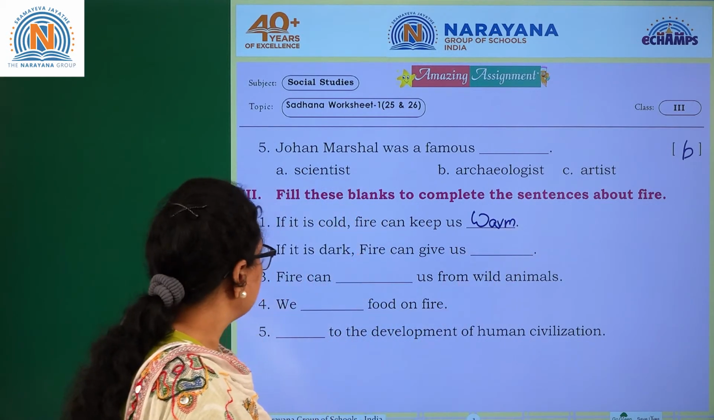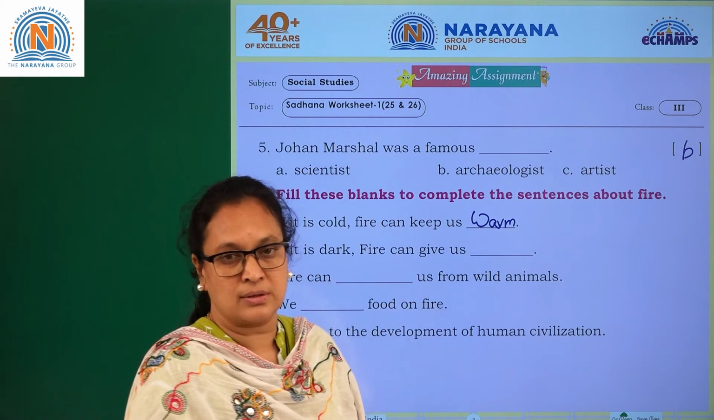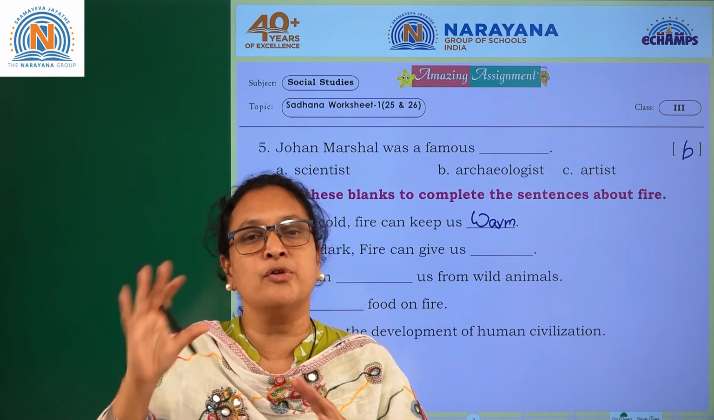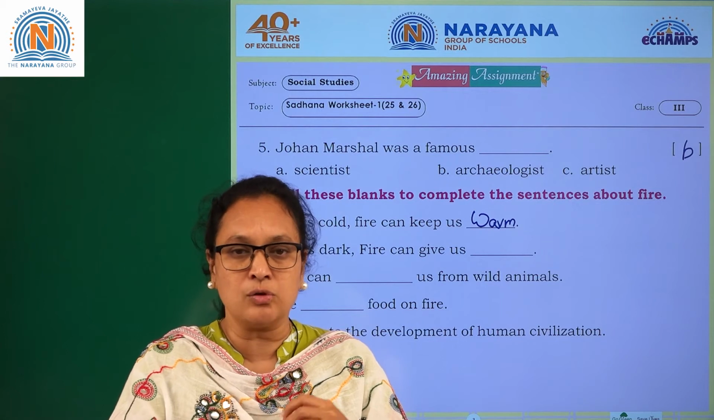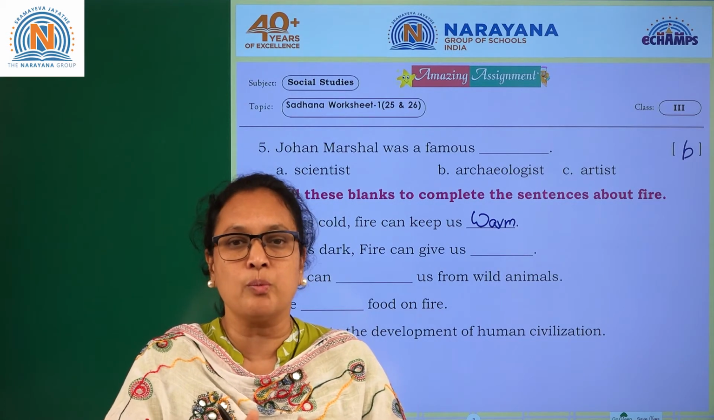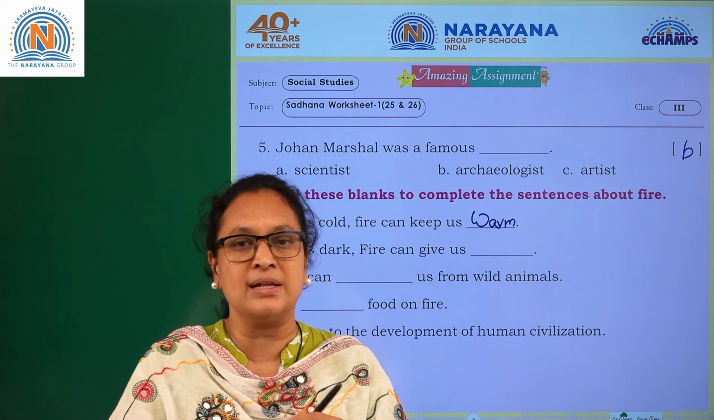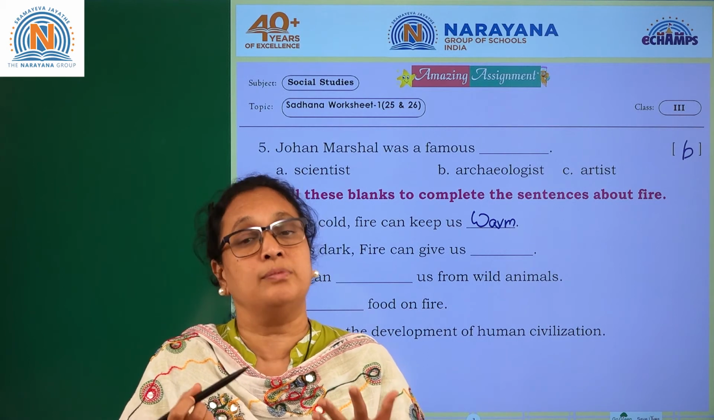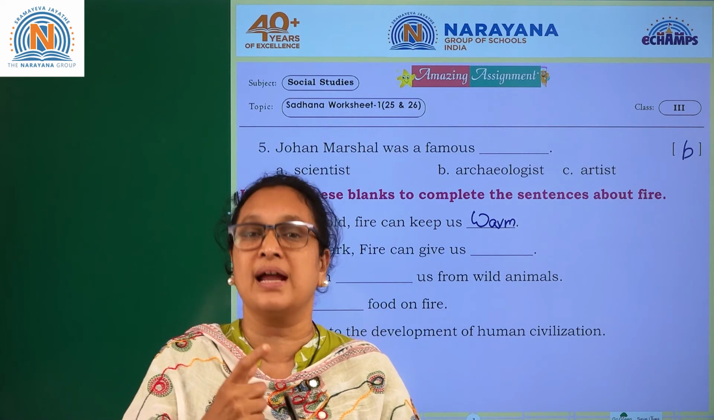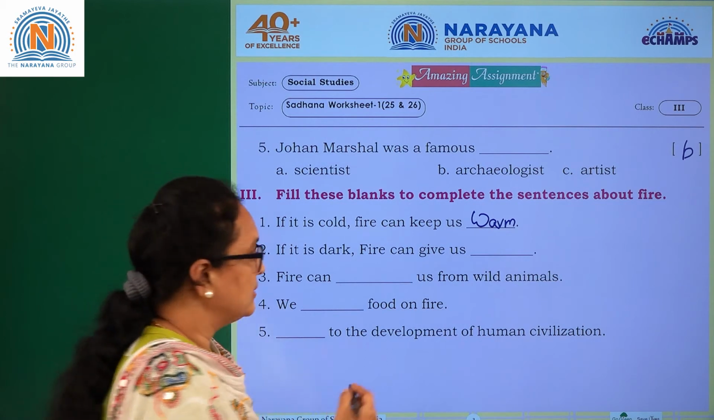Clear? Let's read the next one. If it is dark, fire can give us what? You know, small children are very scared when there is a power failure. Suddenly they just shout, they scream, mama, there is a power cut. So what your mom does, immediately she lifts up the candle, or now you have mobiles, you have the torch in the mobile. So the mobile torch and the candle, it gives the light. So here, if it is dark, fire can give us light.